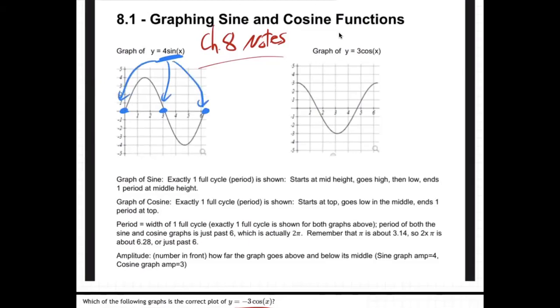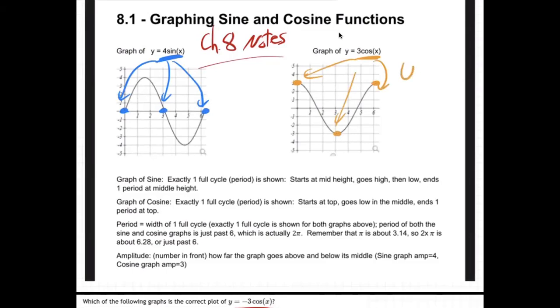Whereas cosine starts at the top, goes to the bottom, and goes back to the top in one cycle. So cosine is about top, bottom, top. It's a big U shape. Notice the cosine is a big U shape.